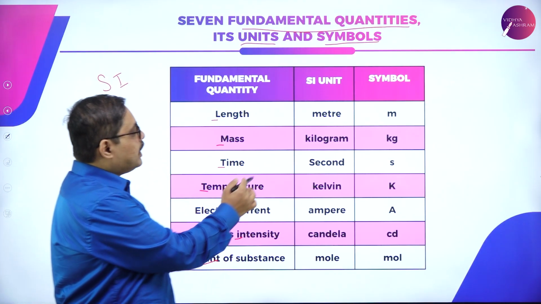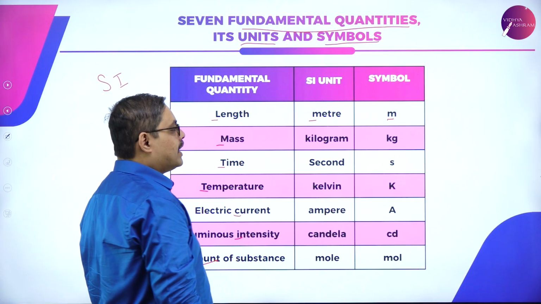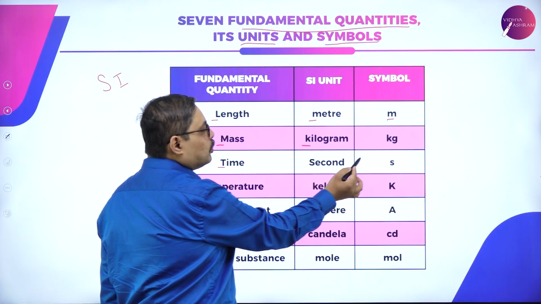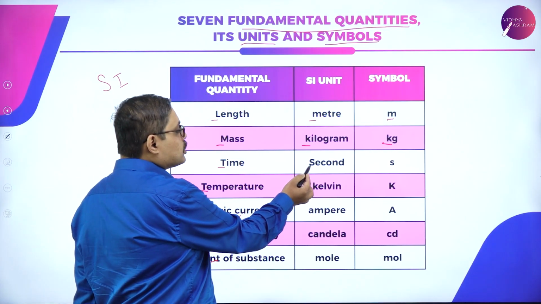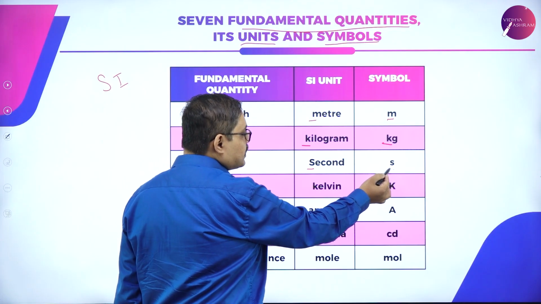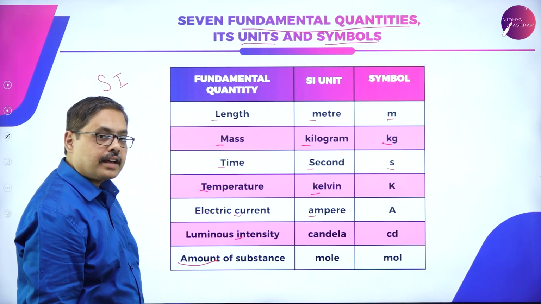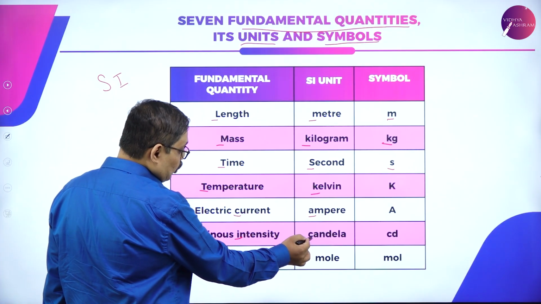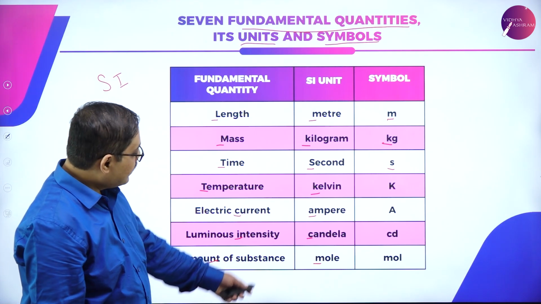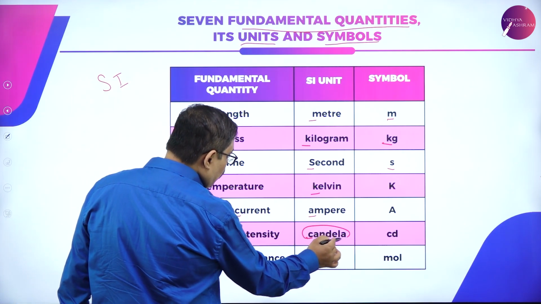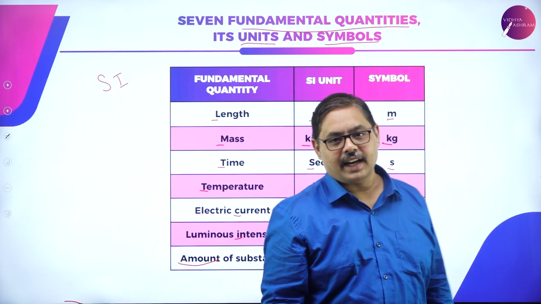For length, meter was chosen to be the unit and m was the symbol. For mass, kilogram was chosen to be the unit and kg is the symbol. For time, second was chosen to be the unit and s was the symbol. Similarly, Kelvin for temperature, ampere for electric current, candela for luminous intensity, and mole for amount of substance. This candela is the amount of light that is given by one standard wax candle.